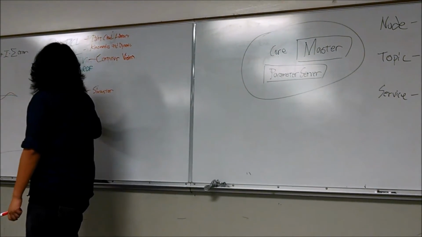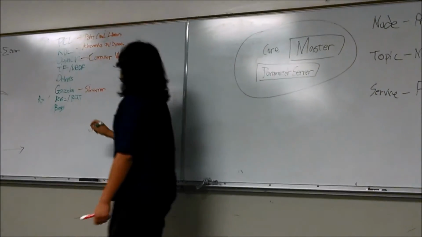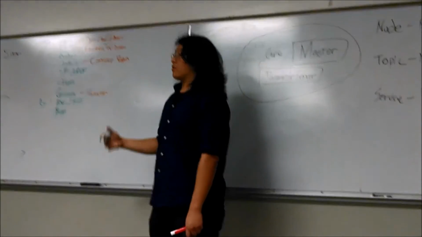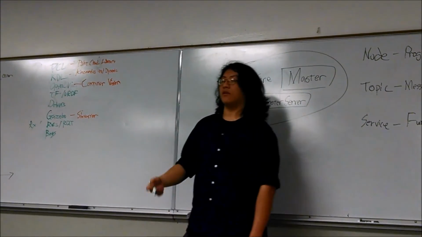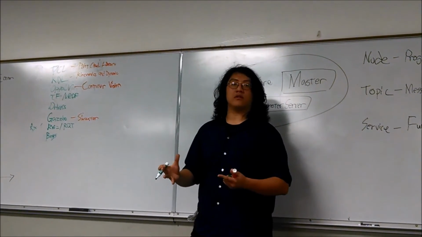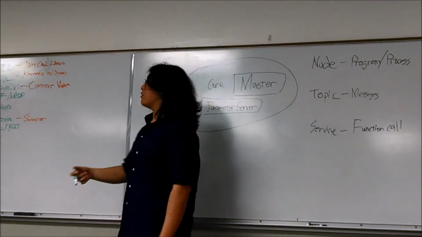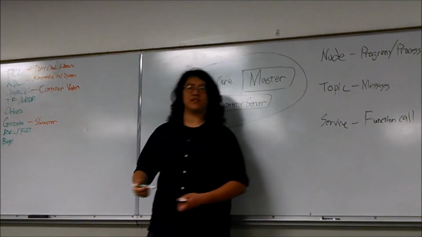Bagging. ROS sanctions the ability to bag data, meaning record it and then play it back, which can be important in that you can run your robot and then record a certain set of data and run it over and over again as you change your algorithm to see how it affects it.